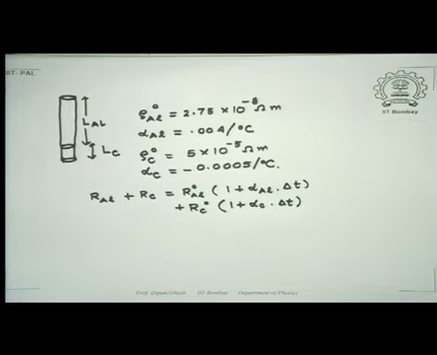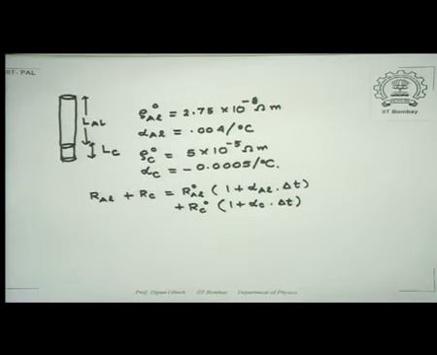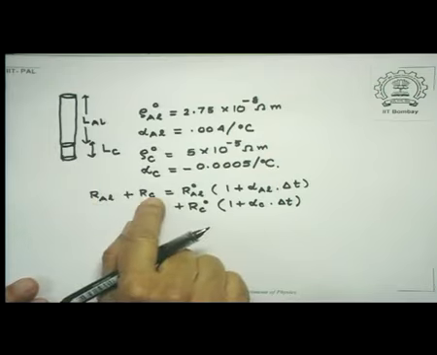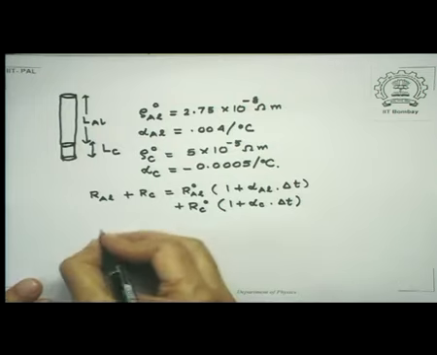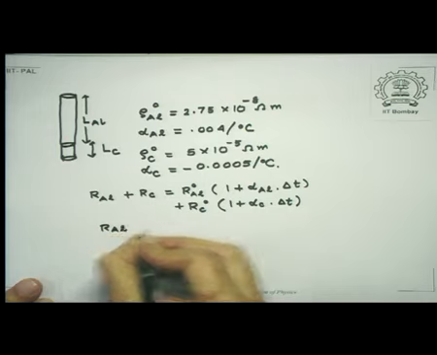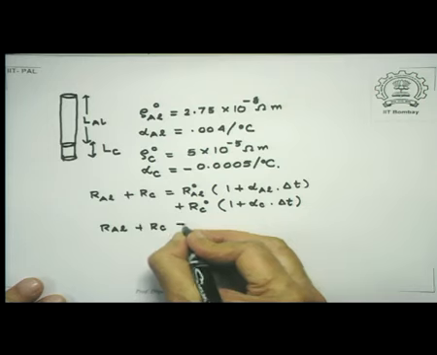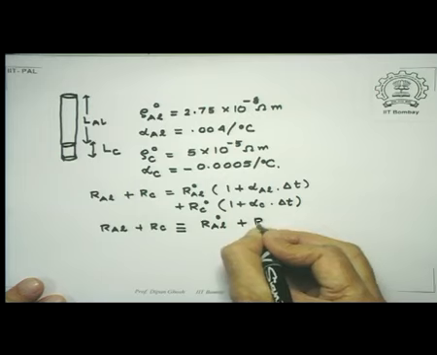Now, what we are essentially looking for is the ratio of the length of aluminum to the length of carbon such that this quantity is independent of temperature. What it means is I am looking for R_Al plus R_C that should be identical to R_Al0 plus R_C0.